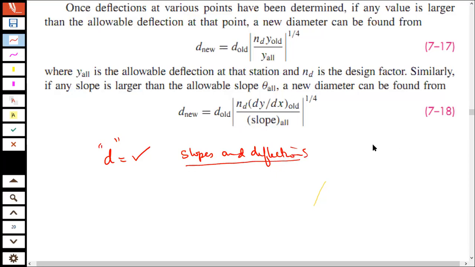I already told you in your previous class, for example, this is a shaft. So wherever your bearings are, those are your supports. And let's say there is a gear over here and a pulley over here. So what you would do is you will use the shear force over here.